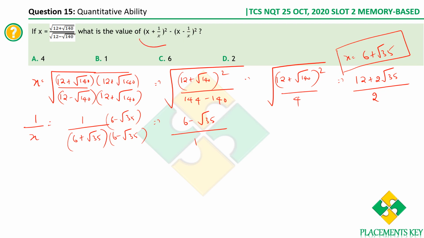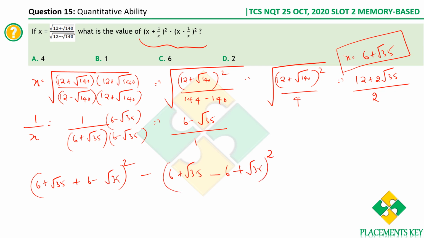Now it is very easy to compute these values. Check it now: x plus 1 by x whole square, x is 6 plus root 35 plus 1 by x is 6 minus root 35, whole square, minus x minus 1 by x. x is 6 plus root 35 minus x, which is minus 6 plus root 35, whole square. So this is what we are supposed to compute. What do we get here? These two get cancelled. You have 12 square, that is 144, and here these two get cancelled, and 2 root 35 whole square, so 35 into 4 we get it as 140. Therefore we get the value as 4, which is option A.